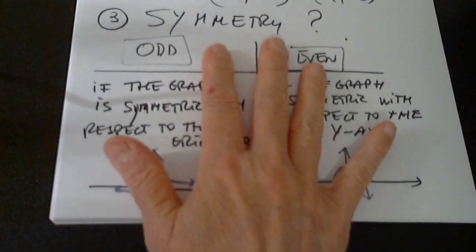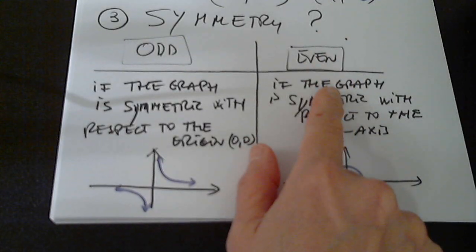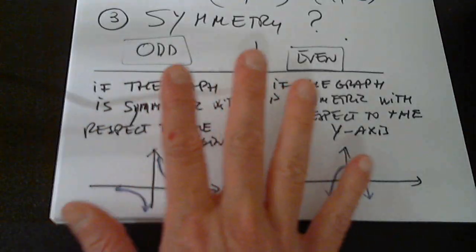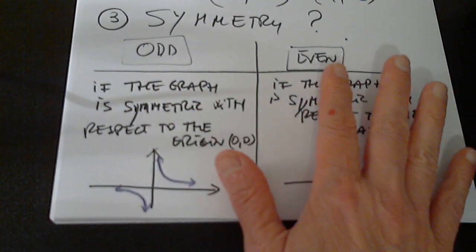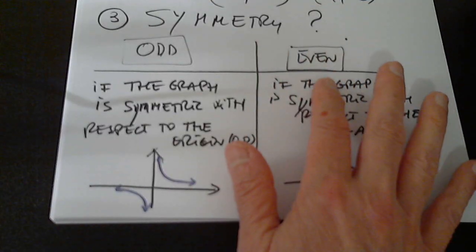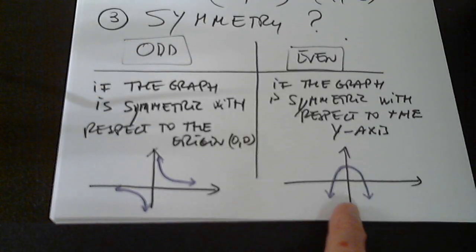So again, symmetry, odd functions or even functions. The odd is symmetric with respect to the origin, has nothing to do with odd numbers, and even has nothing to do with even numbers. We call a function even if the graph is symmetric with respect to the y-axis. So 33, on page 252, is it odd, even, or none of the above?